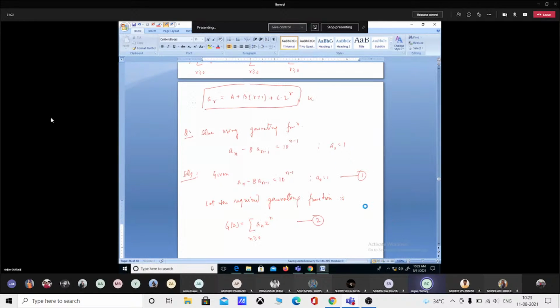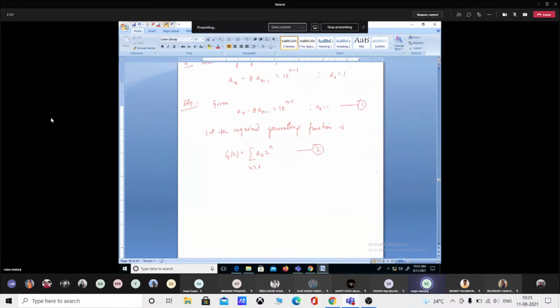Now, what should be the next step? Here the generating function is defined as a_n into z to the power n. Here we have a_n, so multiply both sides by z to the power n. Everybody try to solve it. I will also solve this one, but don't see this one. Do it yourself.